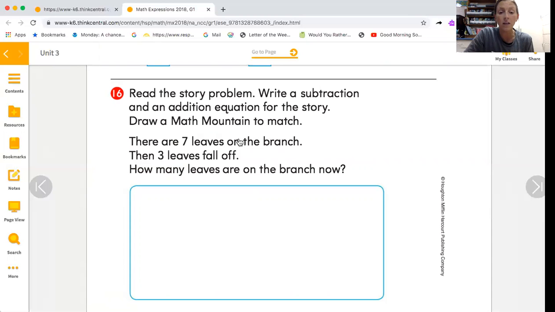There are 7 leaves on the branch. Then 3 leaves fall off. How many leaves are on the branch now? All right, so they gave us a total. They gave us a partner. We are missing a partner. Write an addition and a subtraction problem or equation for this and make a math mountain. There are 7 leaves on the branch. Then 3 leaves fall off. How many leaves are on the branch now? Pause to solve.